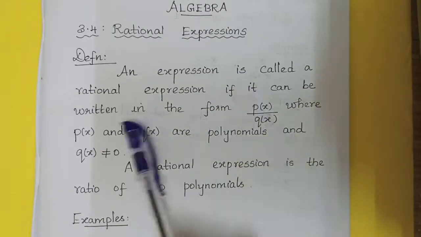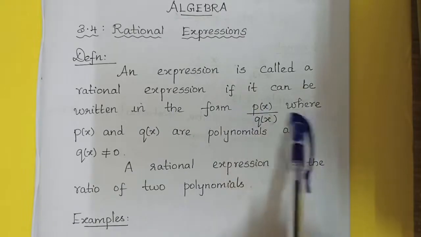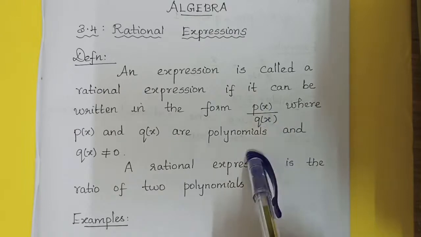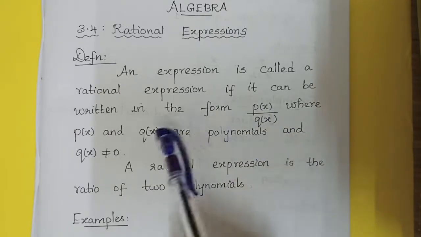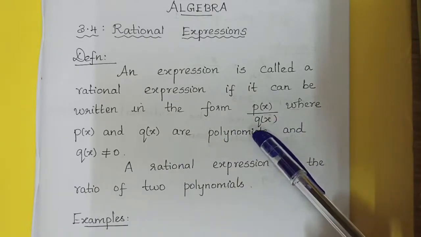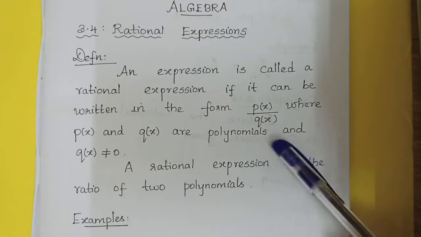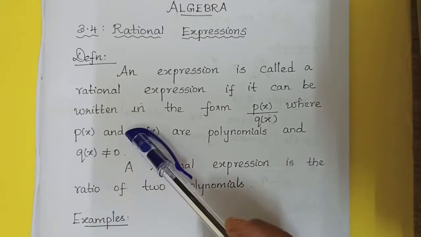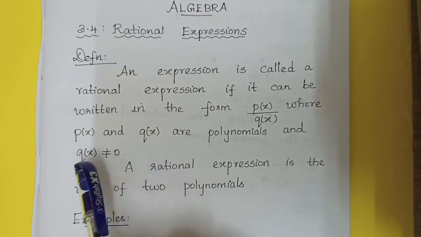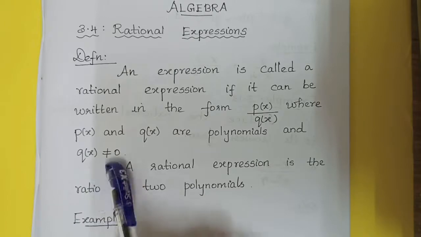An expression is called a rational expression if it can be written in the form P(x)/Q(x). That means ratio form, a by b, fractional form, where P(x) and Q(x) are polynomials. Both the numerator and denominator should be polynomials, and the denominator value should not be 0. If the denominator is 0, is it possible to get an answer? No, the value is undefined. So they are giving Q(x) ≠ 0. This is one important condition.